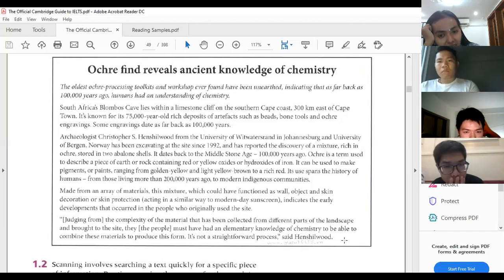Artifact. Ochre engraving. Engraving and ochre. Actually, ochre and engraving are one thing. They are the same term, like engraving of ochre. I don't know. Okay, anyone can help me?